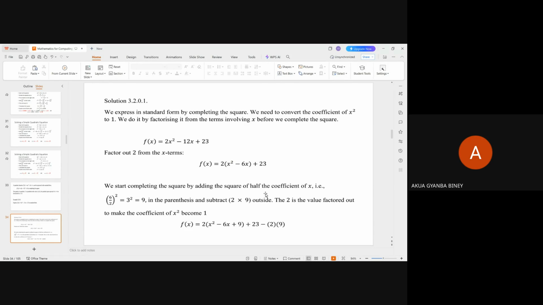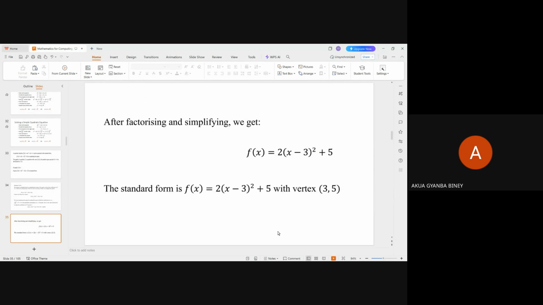Then we start completing the square by adding half of b all squared to what is there and subtracting. So it's now gone back to the old one. So x squared minus 6x, then we add b divided by 2 all squared. We get minus 3. Minus 3 all squared is the one giving us 9. So we add it here, we subtract it from the constant. Or you can follow what we just did. And then we put them together.